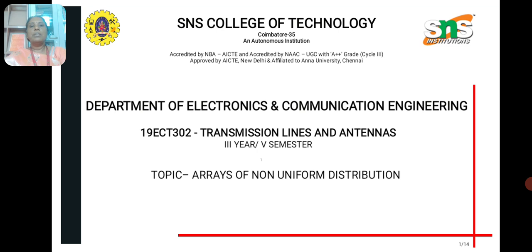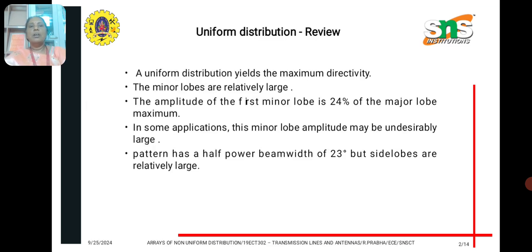In this video, we will discuss the topic on arrays of non-uniform distribution. We know antenna arrays. In order to increase the directivity of the antenna, when a single antenna is not enough, we go for antenna arrays. Antenna arrays consist of more than one antenna oriented similarly to get greater directivity in a desired direction.